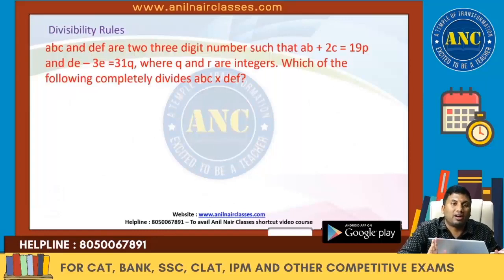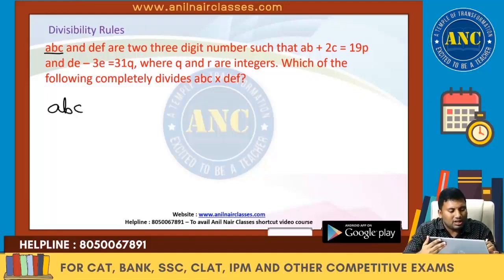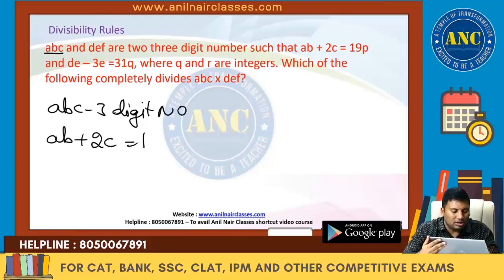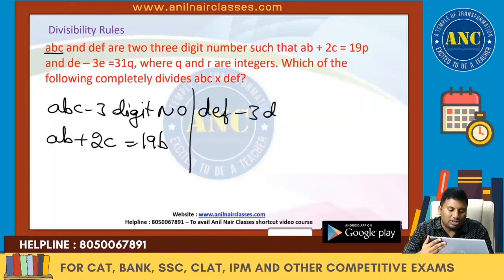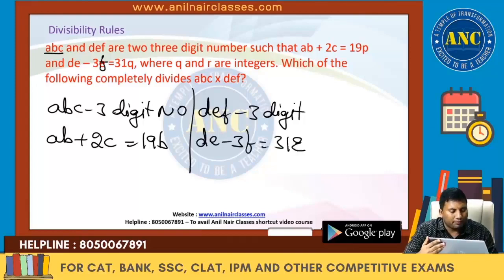Some advanced level questions. Most of the students who do not know this logic will think that the next two questions are Olympiad level questions, but they are not. ABC is a 3-digit number. AB plus 2C is 19P. DEF is another 3-digit number. DE minus 3F is 31Q.